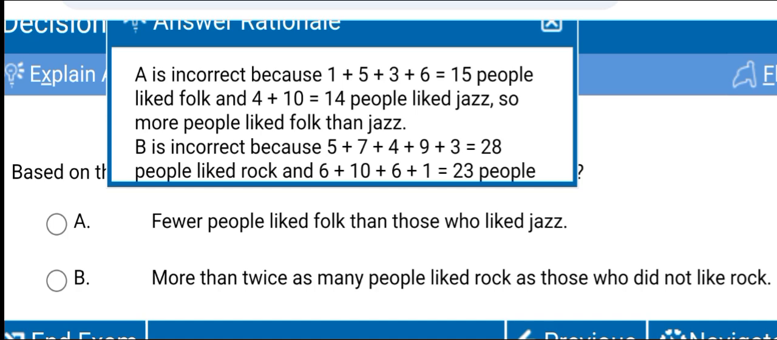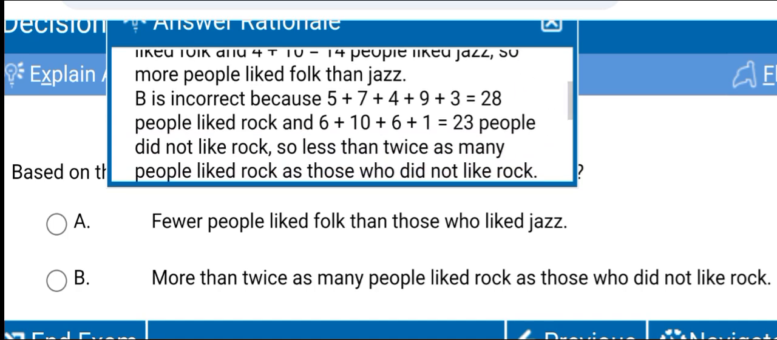Then we have option B. It is incorrect because 5 plus 7 plus 4 plus 9 plus 3 equals 28. So 28 people liked rock, and 6 plus 10 plus 6 plus 1 equals 23 people did not like rock. So less than twice as many people liked rock as those who did not like rock.